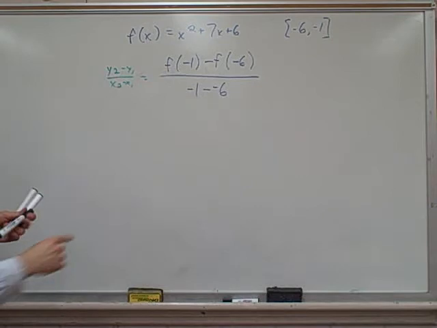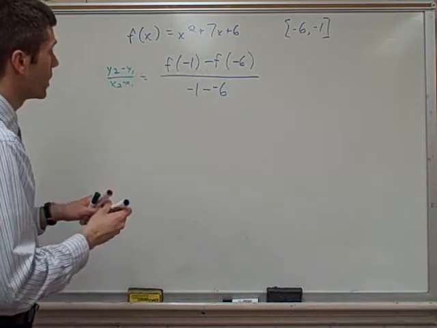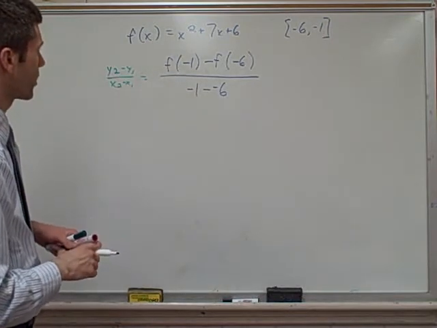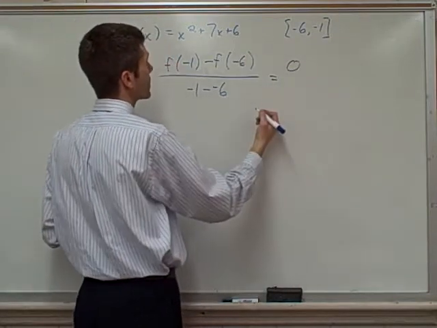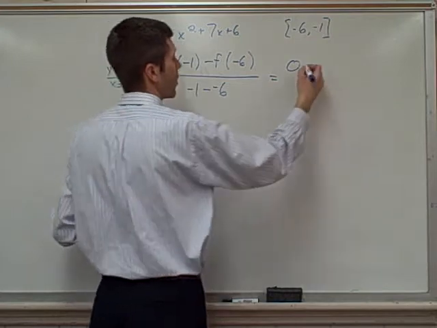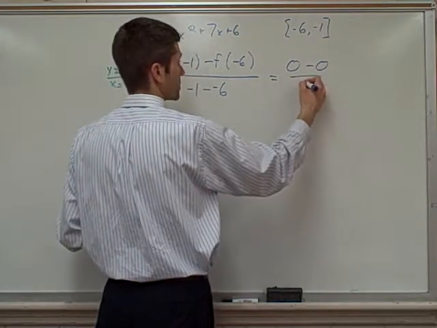Okay, so we're going to plug in a -1 there. We're going to plug in a -1. I'm making sure. Yeah, we get 0. When we plug in a -6, we get 0. 0 minus 0 over something that's completely irrelevant.